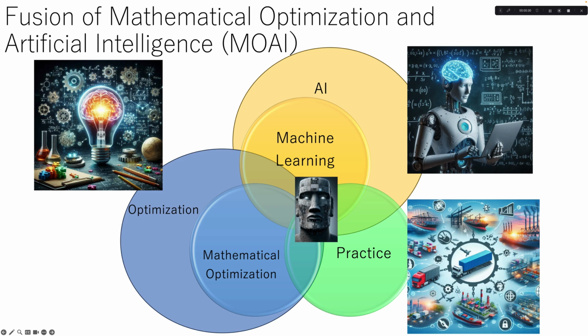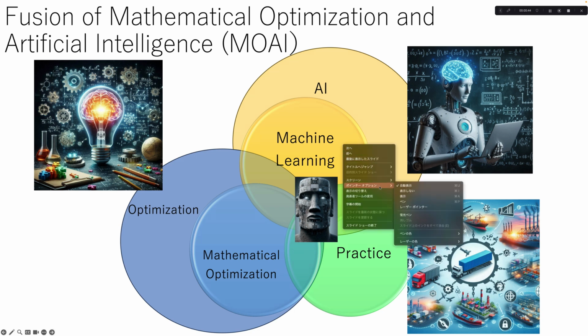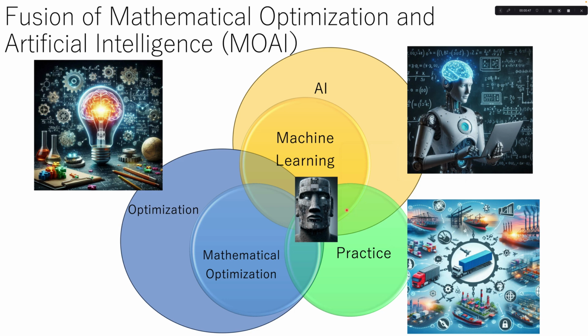artificial intelligence. Here, mathematical optimization is a subset of a broader optimization domain, while machine learning is a subset of artificial intelligence. Our target is the fusion of optimization and machine learning, but for brevity, I refer to it as MOAI. As indicated by the real-world problems in the lower right corner of the diagram, our target is not merely the theoretical integration but the development of fusion technologies that solve real-world problems. In other words, MOAI is the integration of machine learning and optimization to solve practical issues.